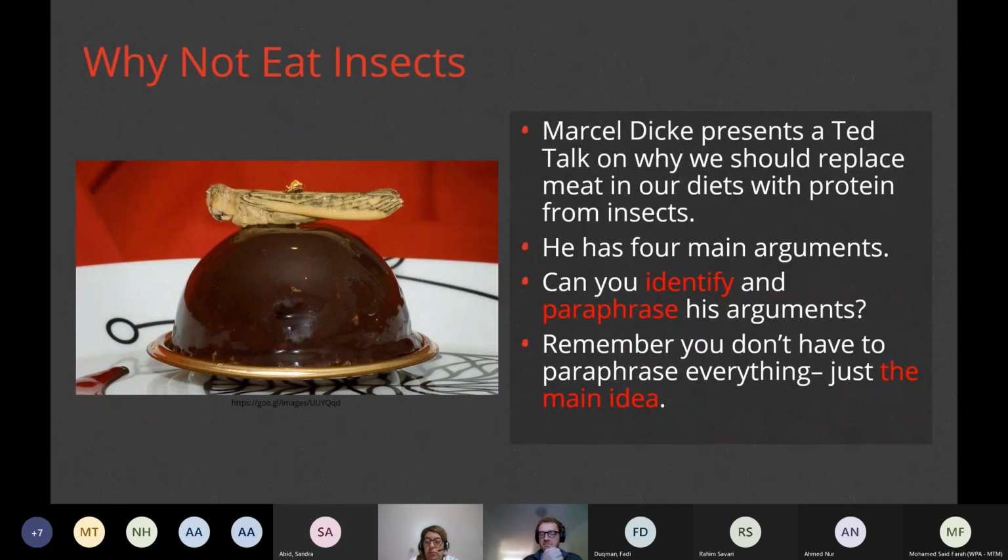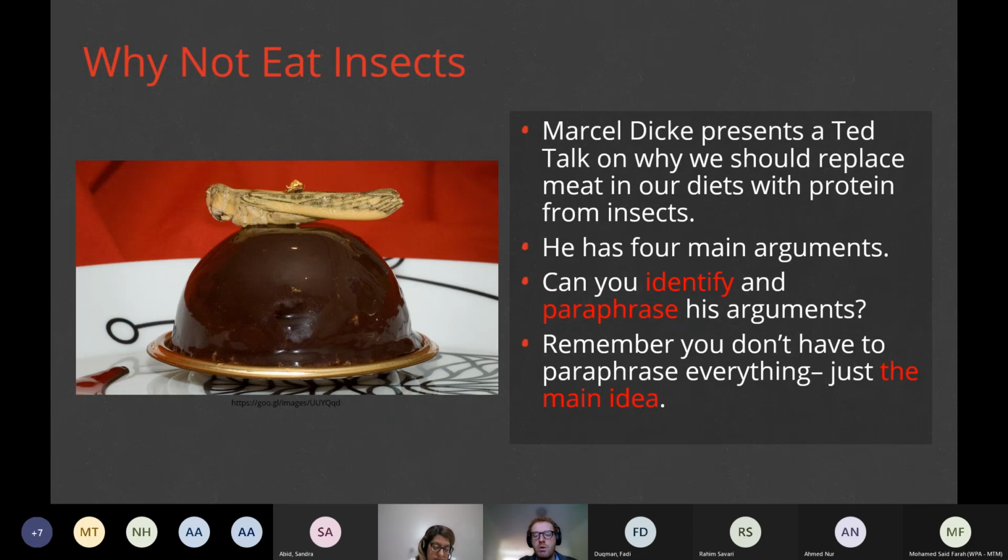Okay. So we're going to look at a text, and then in groups, I'm going to ask you to paraphrase it. Marcel Dick presents a TED talk on why we should replace meat in our diets with protein from insects. Well, we might have to start eating insects. So he has 4 main arguments.